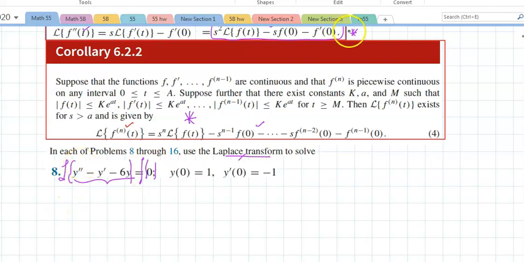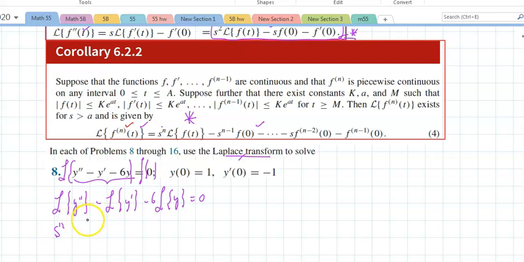So the Laplace on the second derivative is right there. Here it says you could do them piece by piece. Minus the Laplace applied on y prime. Minus 6 the Laplace applied on y. And the Laplace applied on 0 is 0. If I take this, this is s squared. The Laplace applied on f of t, that's simply capital F of s.